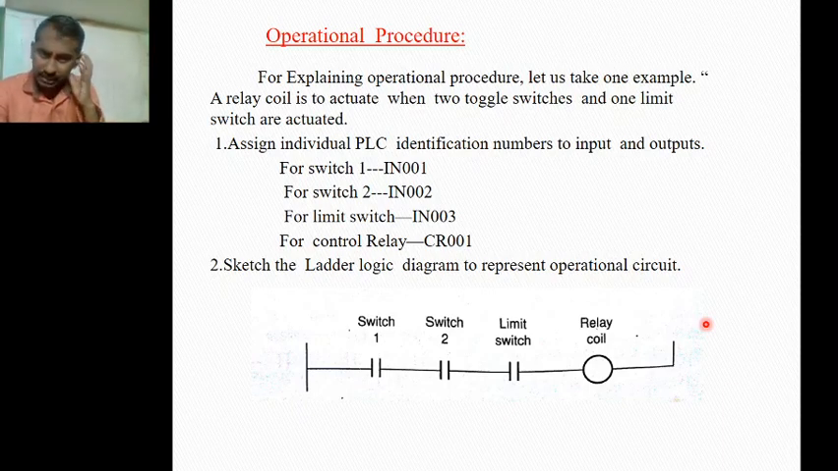Let us see. Here we have switch 1. Switch 1 is connected to PLC input module terminal 1, which can be represented with IN001. So this IN001 is the instruction. Next, switch 2 is connected to the second terminal of the PLC input module, which can be represented with IN002. The third is the limit switch, represented with IN003. Similarly, the output device can be represented with CR001. These are all connected in series. This is the example explanation, and we will see how we can write it in the program.